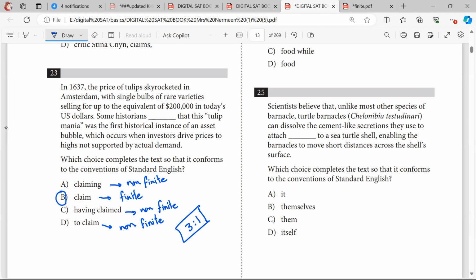So B is likely to be the right answer since we usually take the different form, but we need to make sure that our choice is the correct one. Here I have some historians, and historians here act as the subject. So the main subject of the sentence needs a main verb, which most probably can be the finite verb, claim. So all the main verbs are finite verbs. So this was an example of finite versus non-finite verb forms.